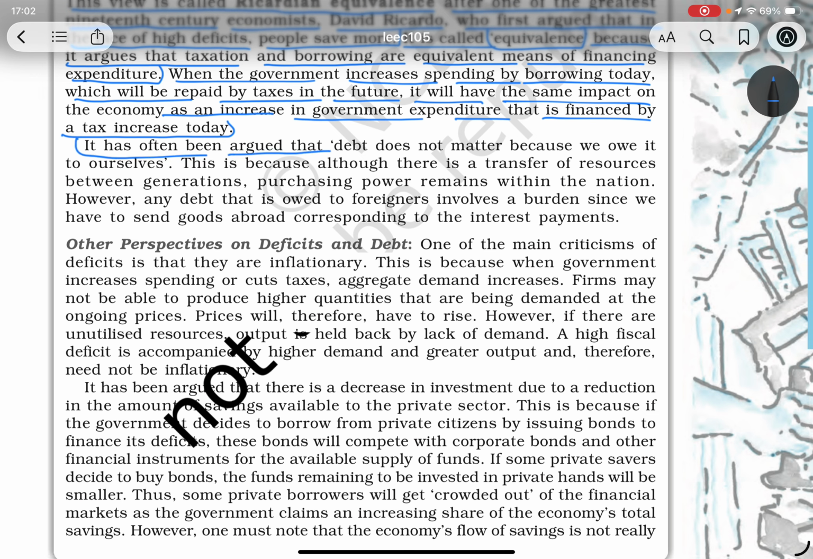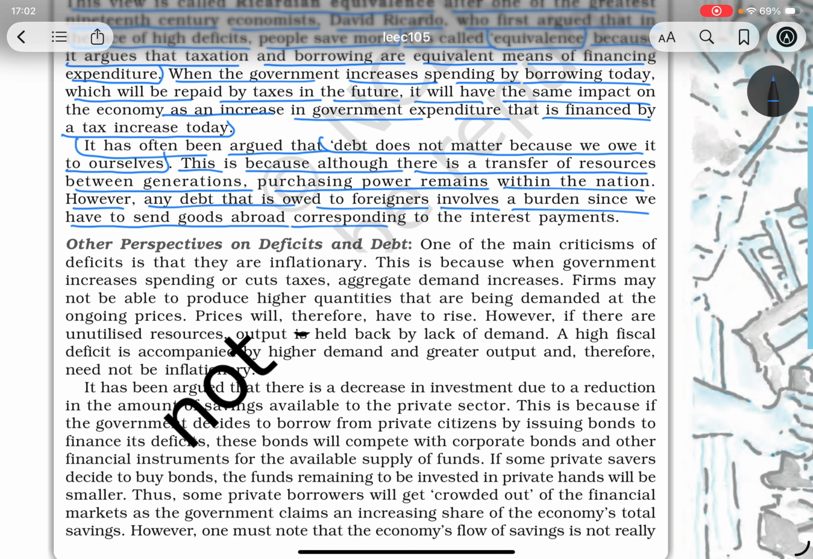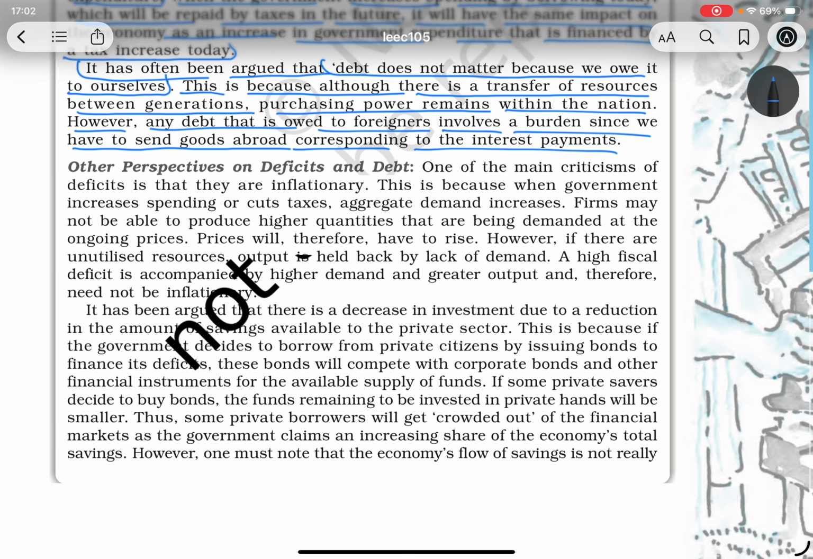It has often been argued that debt does not matter because we owe it to ourselves. This is because although there is a transfer of resources between generations, purchasing power remains within the nation. However, any debt that is owed to foreigners involves a burden since we have to send goods abroad corresponding to the interest payments. Other perspectives on deficits and debt.